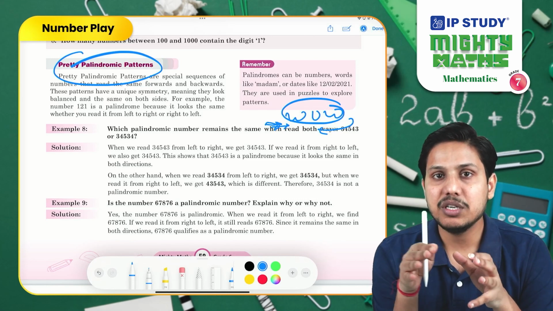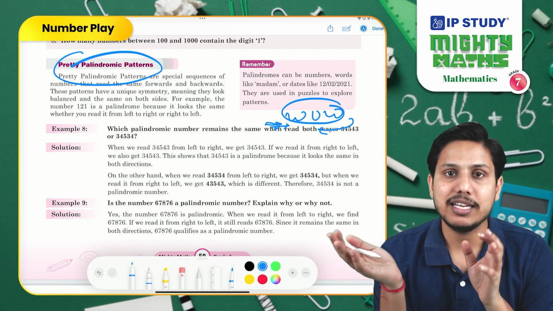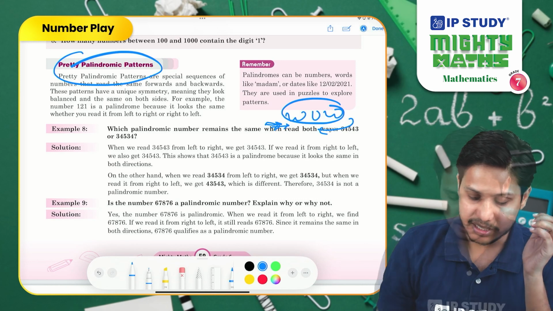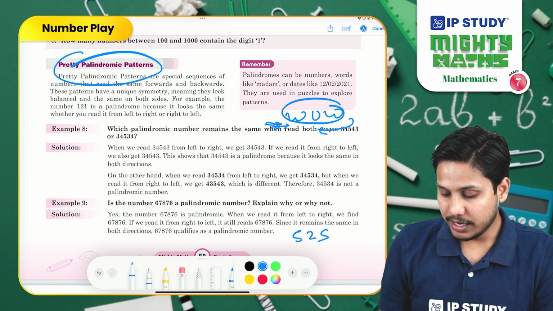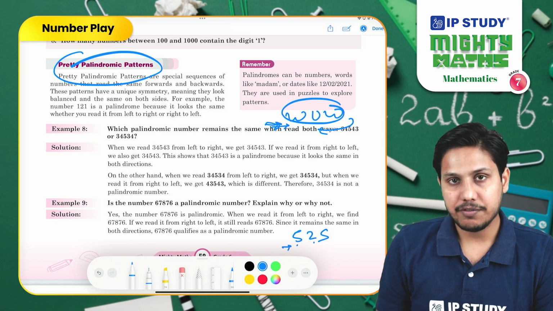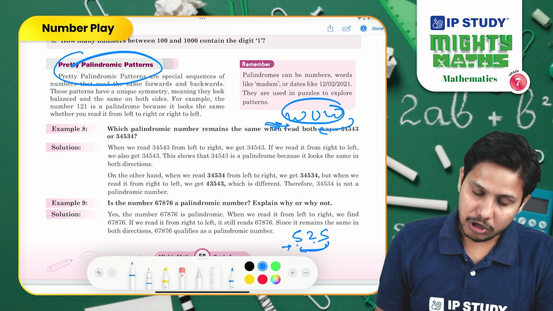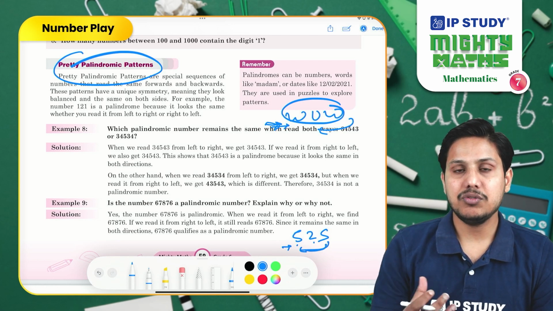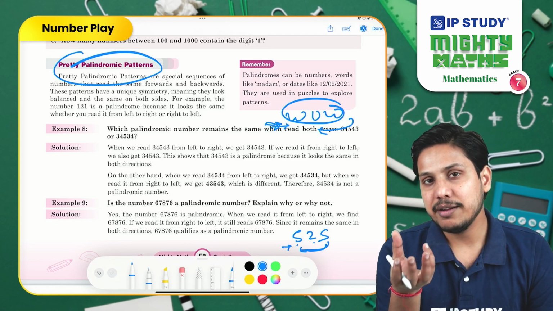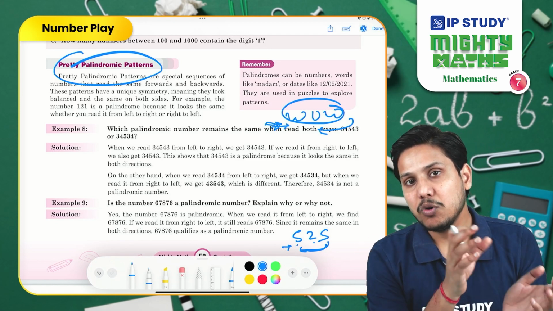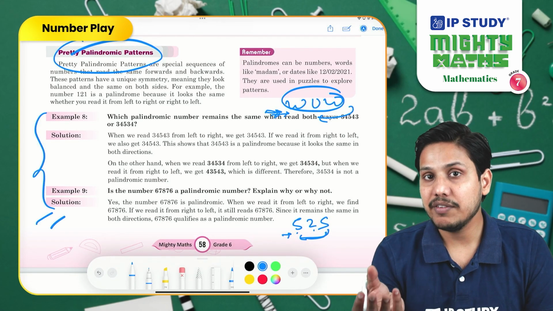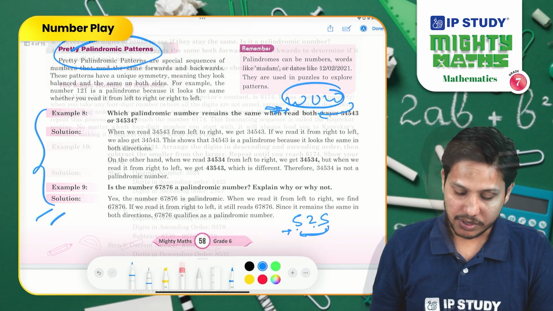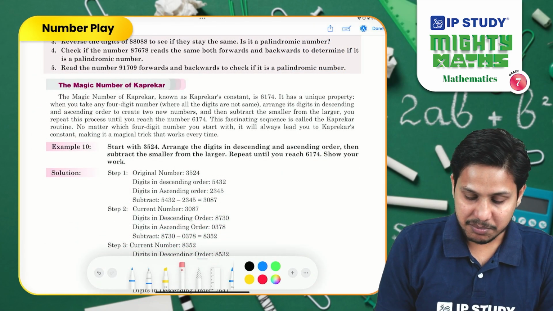Similarly, there are numbers which read the same from backward and forward direction, and this is a quite fascinating property of numbers. Suppose we have the number 525, and we read it like this, 525, and also if we read from the right-hand side to the left-hand side, it will also be 525. So you see that some numbers have such a fascinating property that they can be read in both directions in the same way. Here are some questions to identify whether the given numbers are palindromic or not.